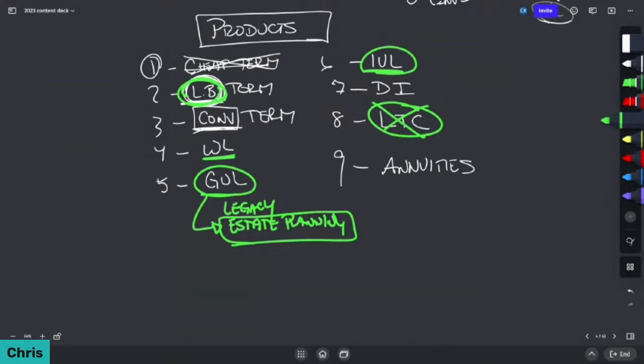Now IUL, once again, it's got living benefits. That's a good thing. It's better than having nothing at all, but it's the most misrepresented product on the face of the earth. I'm not going to spend any more time talking about it than that right now. Disability insurance is super important. Most people don't realize how valuable it is.